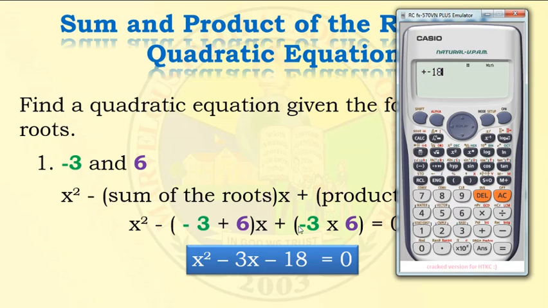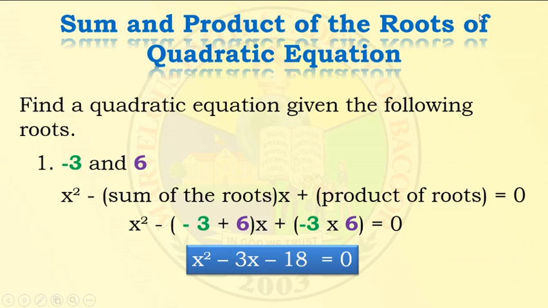Kaya natin i-multiply kasi meron tayong parenthesis. Okay, yung parenthesis na yan, ibig sabihin, nagmo-multiply tayo ng imaginary 1 sa labas ng parenthesis. Okay, gaya dito. The same here. Okay, kaya siya naging minus. Okay, and yung ating quadratic equation para sa example number 1 ay x squared minus 3x minus 18 equals to 0.